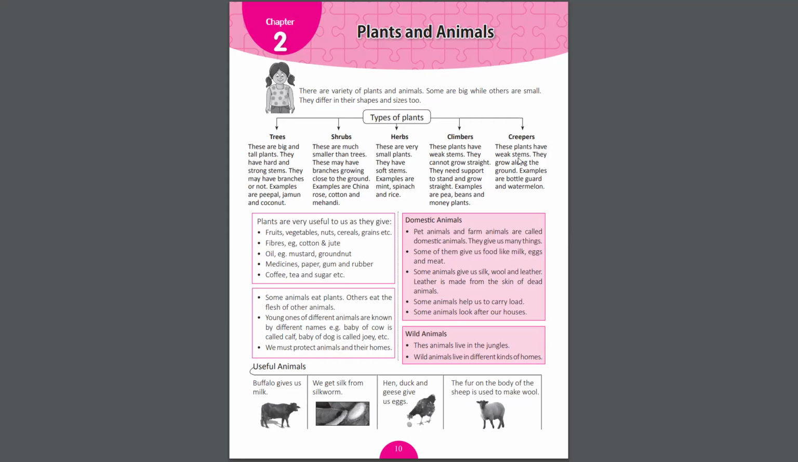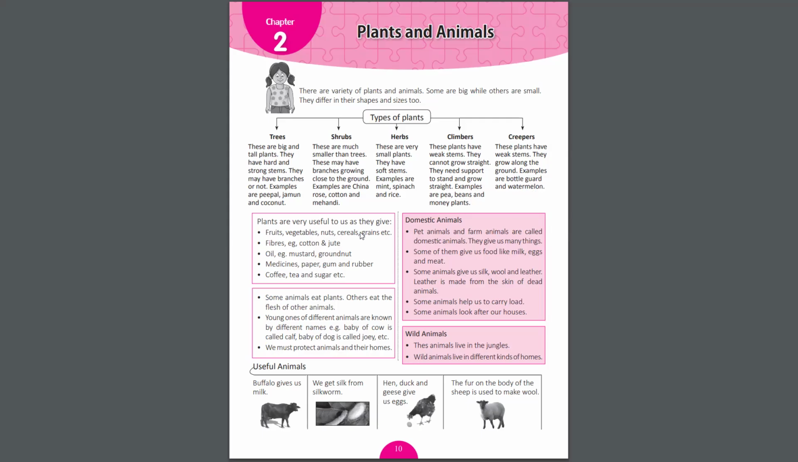Creepers, they also have very weak stems. That's why they always grow on the ground only. The fruit is very big in size, and the stems cannot bear the weight of that particular fruit because the stems are weak. For example, bottle gourd and watermelon.